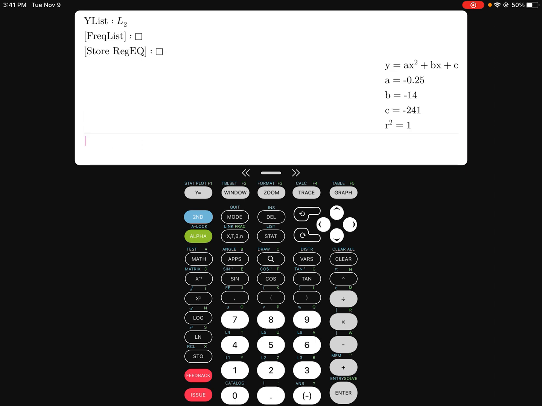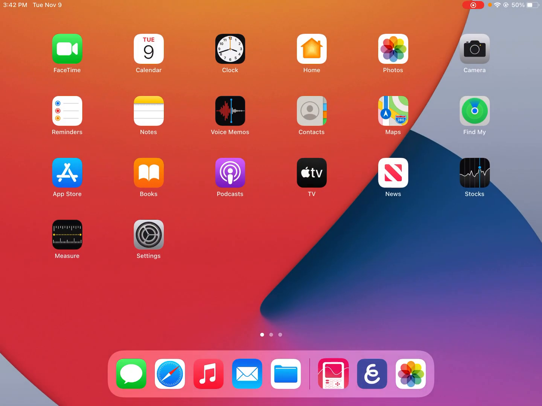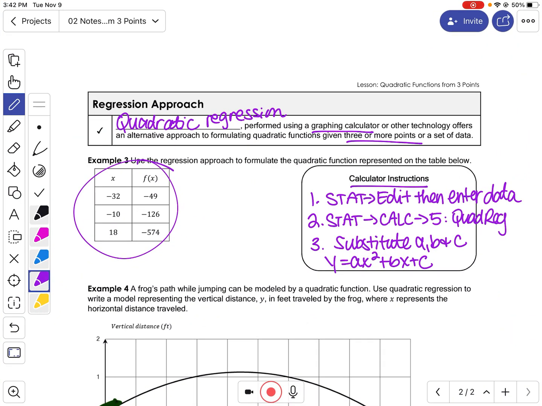Just press Enter. And then on my calculators in class, you'll just go down to Calculate. So notice it gives you your A, B, and C. So we're going to transfer that. We're going to plug that into our quadratic. So we should get Y equals negative 0.25x squared minus 14x minus 241. We found A, B, and C. And then the same thing, you can write it in function notation form.